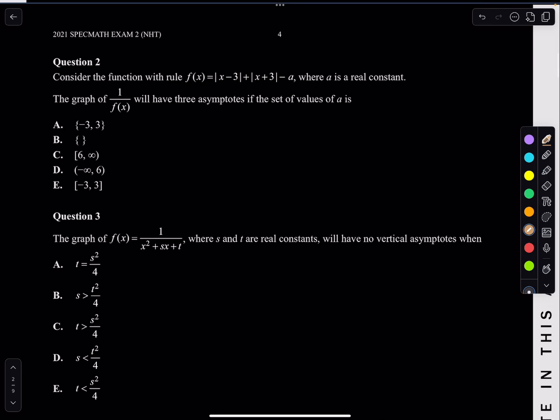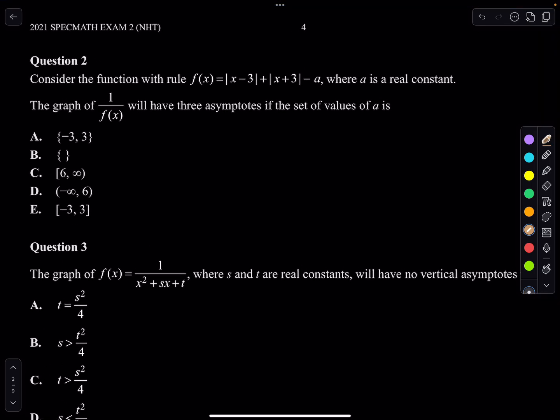Next question. Consider the function f of x, where a is a real constant. The graph of 1 over f of x will have 3 asymptotes if the set of values of a is what? Straight away, because it's a reciprocal function, we know that y equals 0 is an asymptote. It's the only horizontal asymptote. So that's already one asymptote.